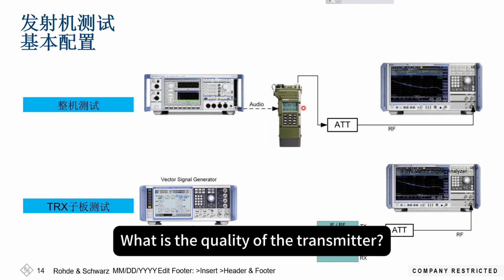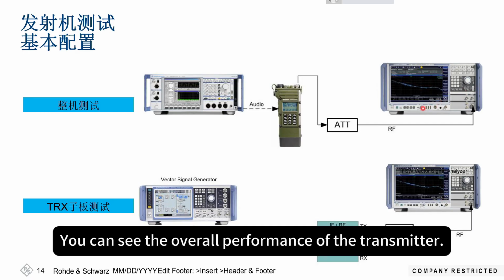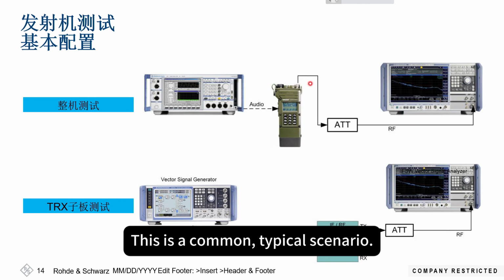What is the quality of the transmitter? Through a spectrum or signal analyzer with an IQ demodulation function, you can see the overall performance of the transmitter. This is a common, typical scenario.